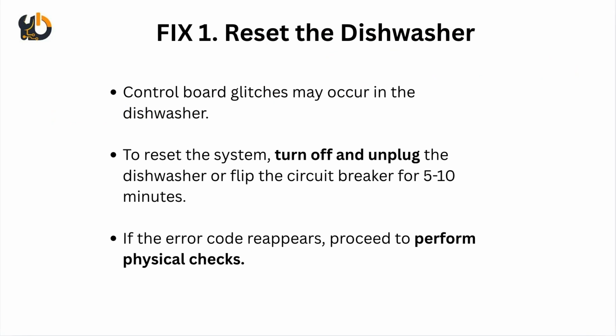Control board glitches may occur in the dishwasher. To reset the system, turn off and unplug the dishwasher or flip the circuit breaker for 5 to 10 minutes. If the error code reappears, proceed to perform a physical check.